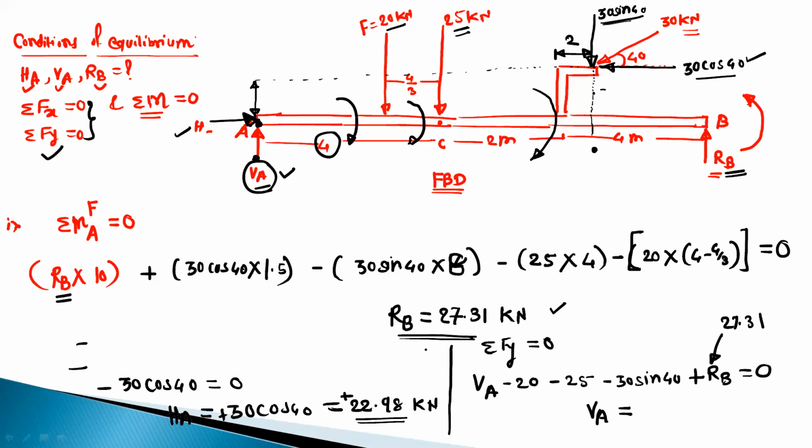So VA reaction is 36.97. And the answer is positive. That means our assumed direction is correct. VA is acting in the upward direction. Okay, so these are your final answers: reaction RB, the reaction at point B, and HA and VA, the reactions at this hinge point. I hope this procedure is clear, how to solve the problem and how to find out the support reactions.